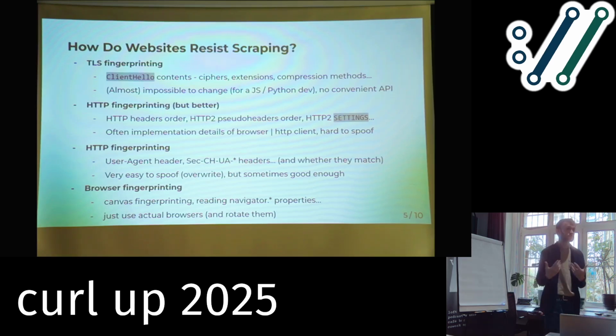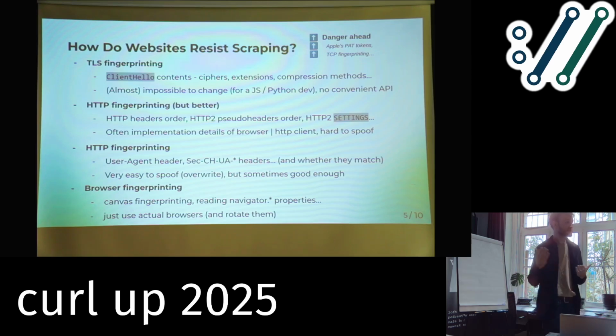What's important for us, as most of our actors are written in JavaScript or Python because we have those frameworks, is that this is almost impossible to change for us JavaScript or Python developers, because there is no convenient API to change that in the HTTP client. There are TLS libraries for JavaScript and for Python, but you would have to make the whole stack yourself, and you don't want to do that.